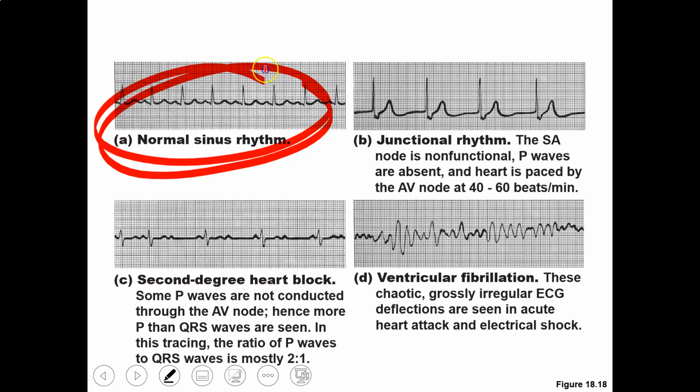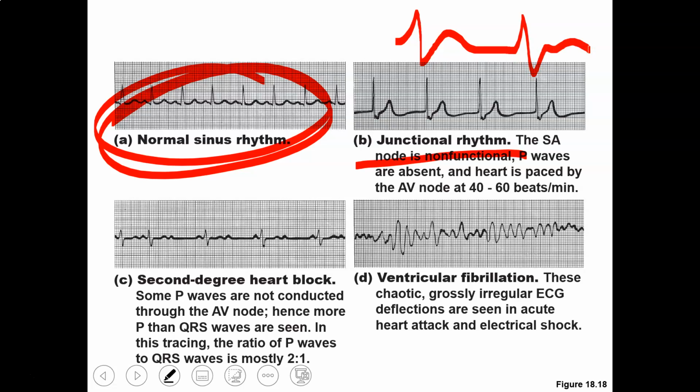Here's a normal rhythm. A normal rhythm is a sinus rhythm. Here's a junctional rhythm. Notice there's no P wave. You get QRS, T, QRS, T. There's no P wave.